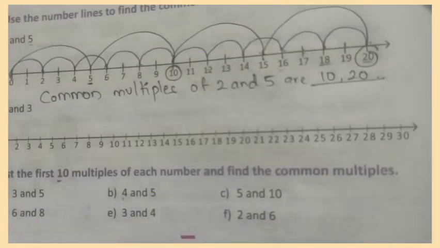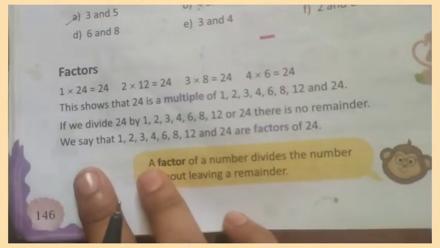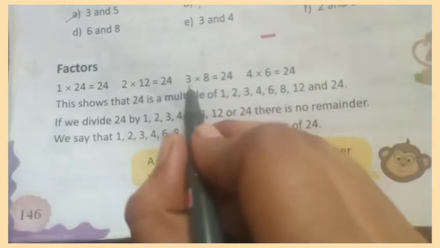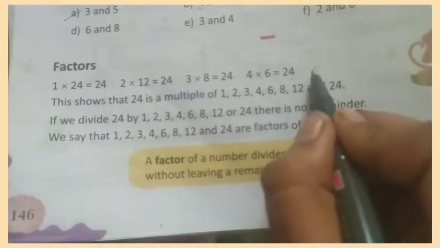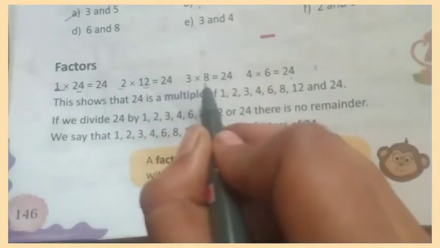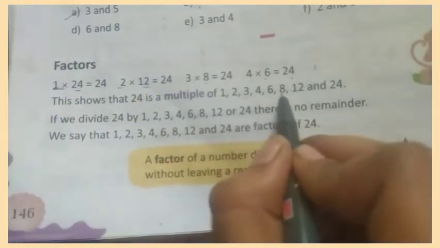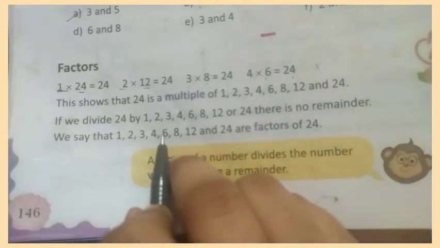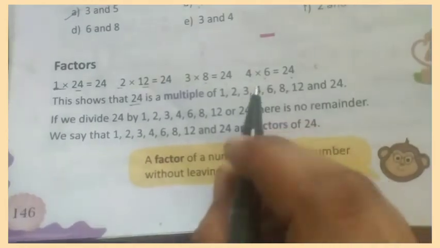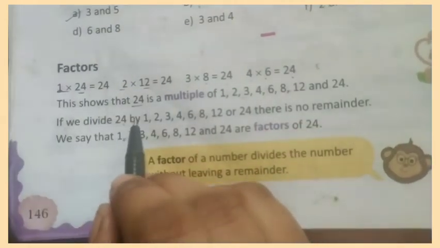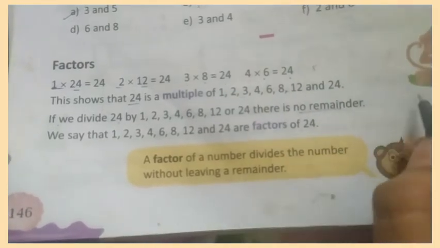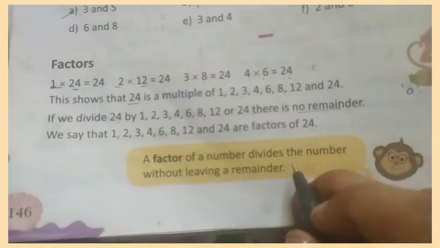Look here children, textbook page number 146. 1 into 24 is equal to 24, 2 into 12 is equal to 24, 3 eights are 24, 4 sixes are 24. In the 5 table we will not get 24. So these 1, 24, 2, 12, 3, 8, 4 and 6, these all are the factors of 24. This 24 is a multiple of all these numbers. If we divide 24 by these numbers, we will get 0 as remainder.